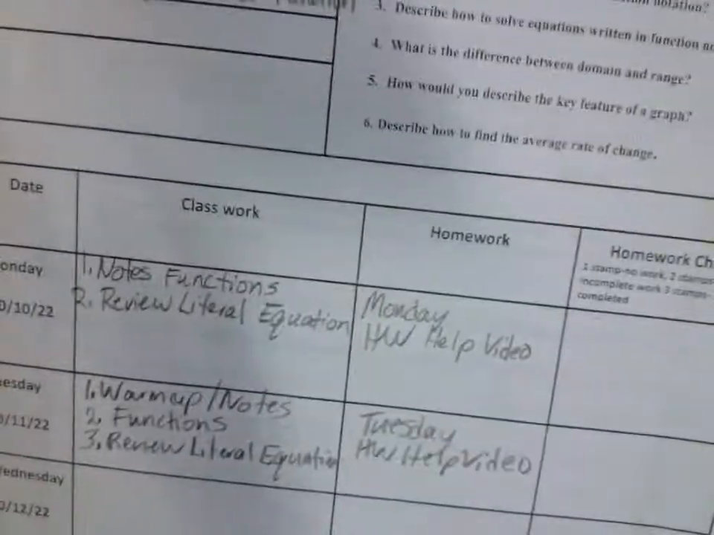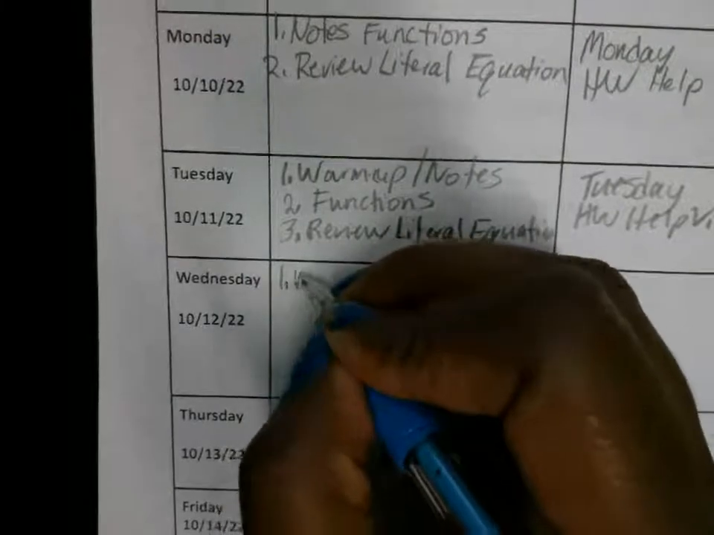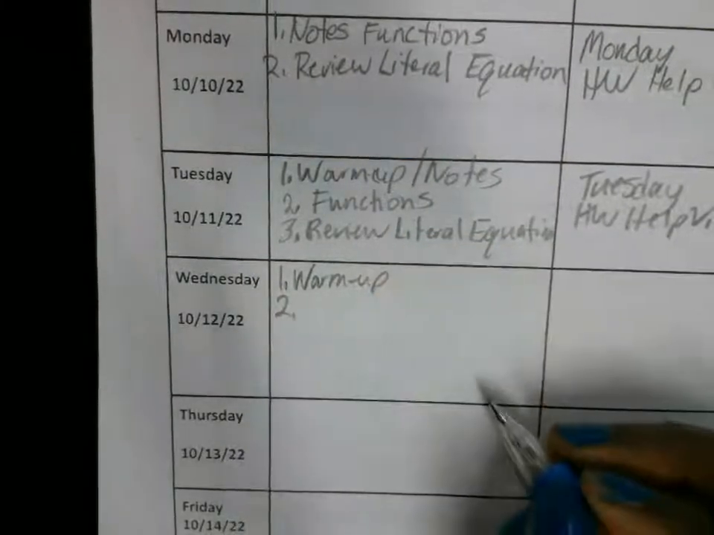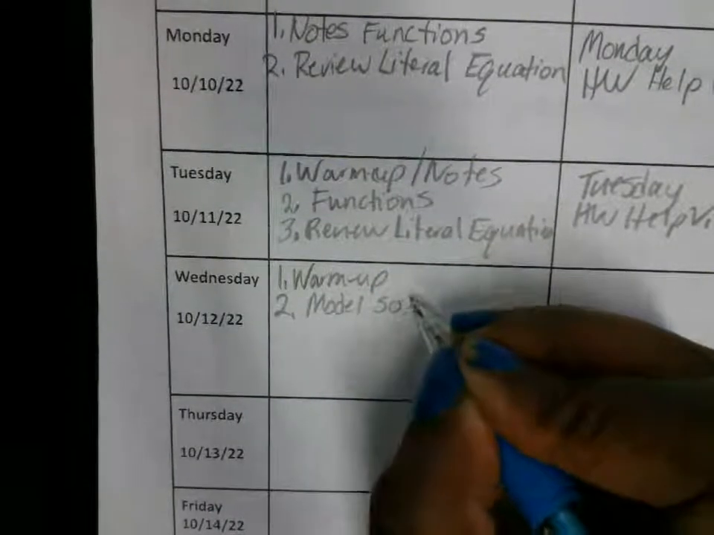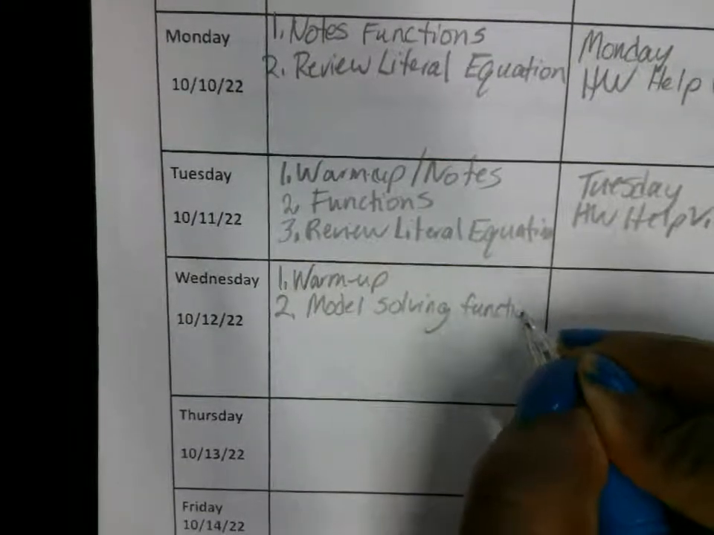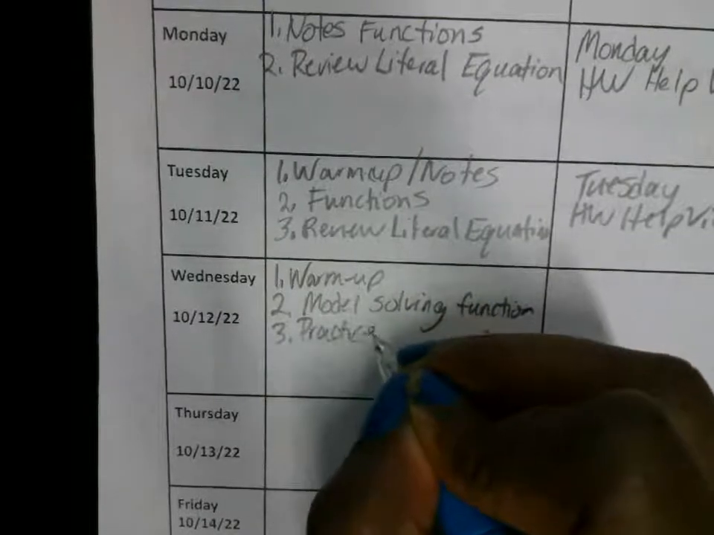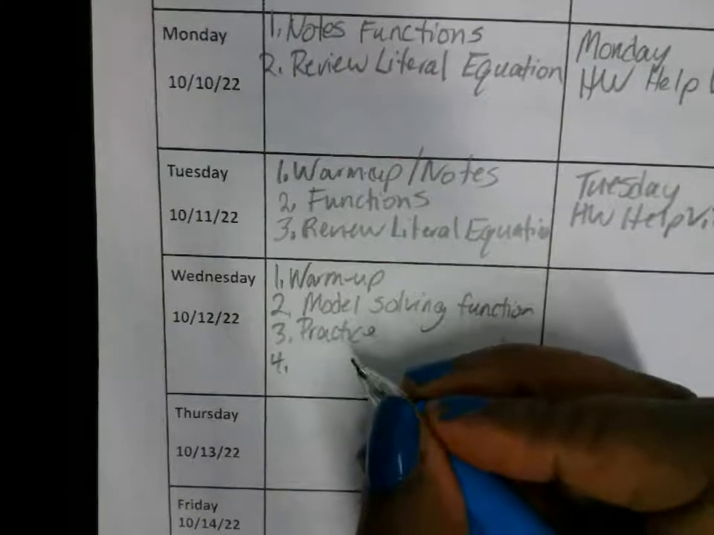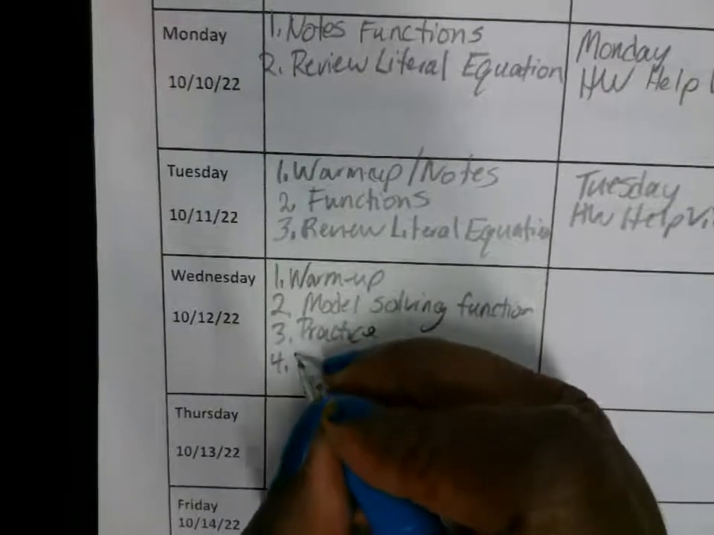All right, so today is Wednesday, October the 12th. We are going to go over the warm up. Okay, I'm going to finish modeling for you, solving functions. You're going to do a little bit of practice. Then I'm going to model average rate of change. That's the last topic for this unit, is finding your average rate of change.